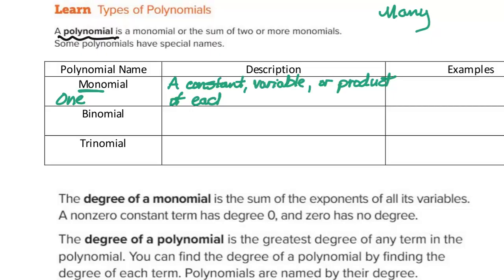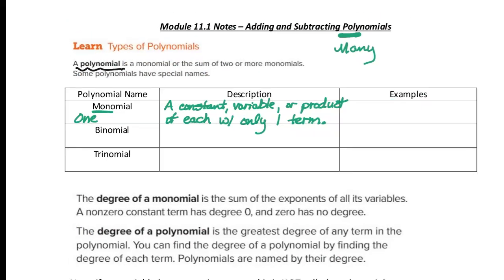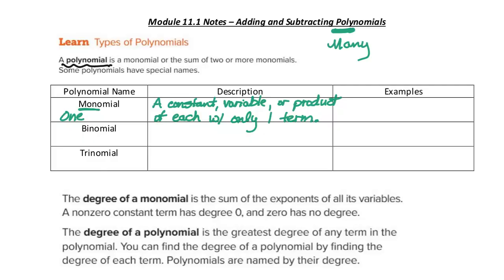A constant, variable, or product of each, I'll say each, meaning those beforehand, with only one term. So it could be a constant, it could be a variable, or it could be a product of both of those with only one term. Examples would be -8, that is a monomial, otherwise known as a constant.